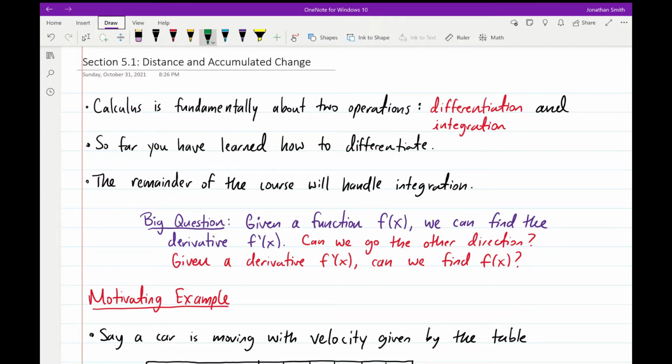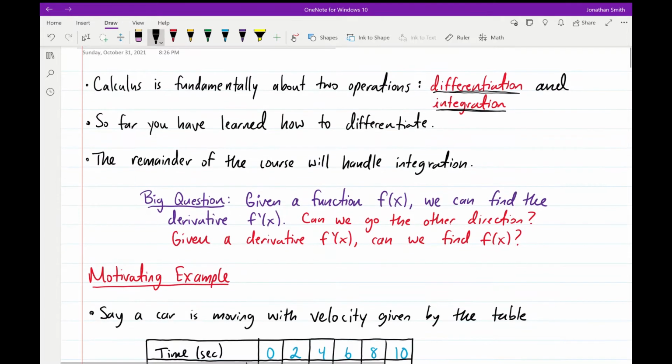Really when it comes down to it, calculus is all about two different operations. The first operation is differentiation, which is something that you've now talked about for 3 chapters in a row. It was introduced in chapter 2, you learned how to do some derivatives of functions in chapter 3, and then learned some applications of derivatives in chapter 4. But the second operation, really fundamental to calculus, is called integration. And for the remainder of the class, we're going to be talking about integration and what it means and what we can do with it.